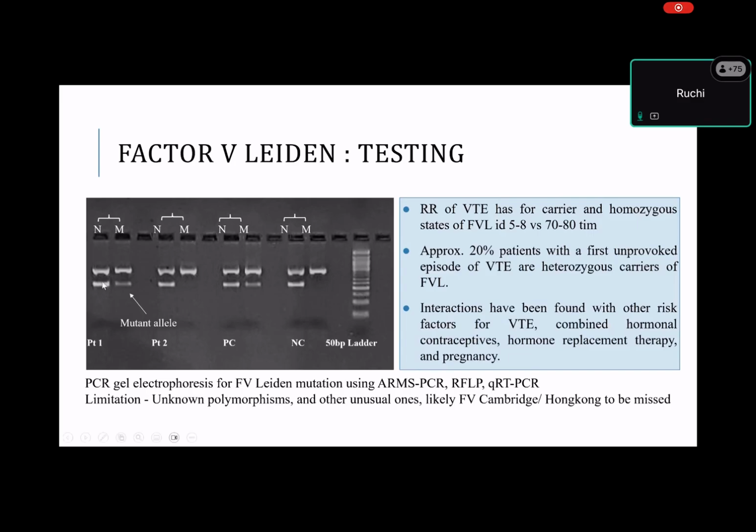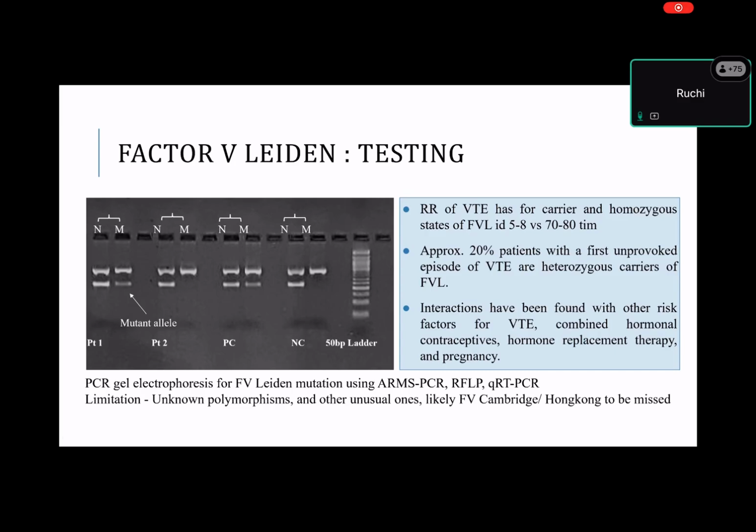In the first lane, we can see a heterozygous pattern, that is, there is an amplification in the normal lane as well as in the mutant allele. So this patient is heterozygous for the factor V Leiden mutation, whereas this patient is negative. So lane 1 and probably case 1 and case 3 are positive, heterozygous, whereas these patients are negative, and then this is our 50 base pair ladder. We can also do an RFLP, or sequencing if you want for unknown polymorphisms. There are other factor V mutations also known, like factor V Cambridge, Hong Kong, etc.